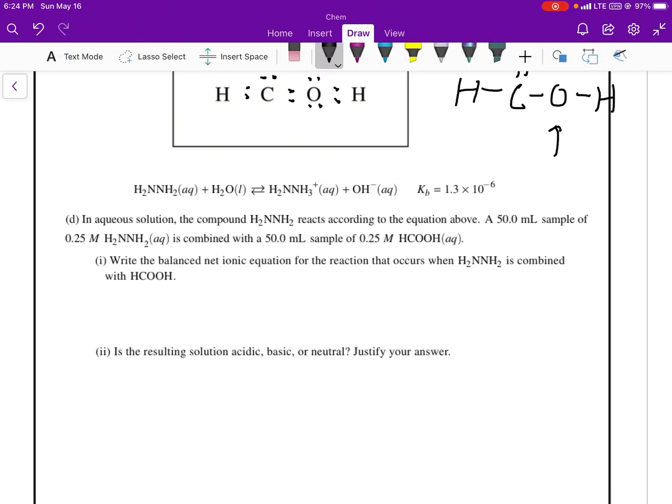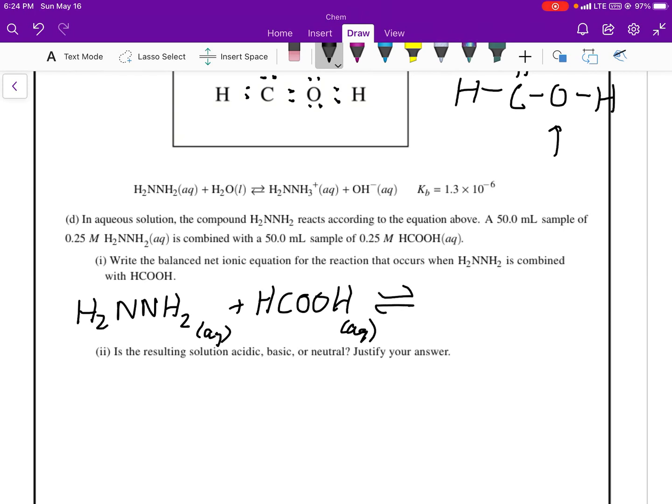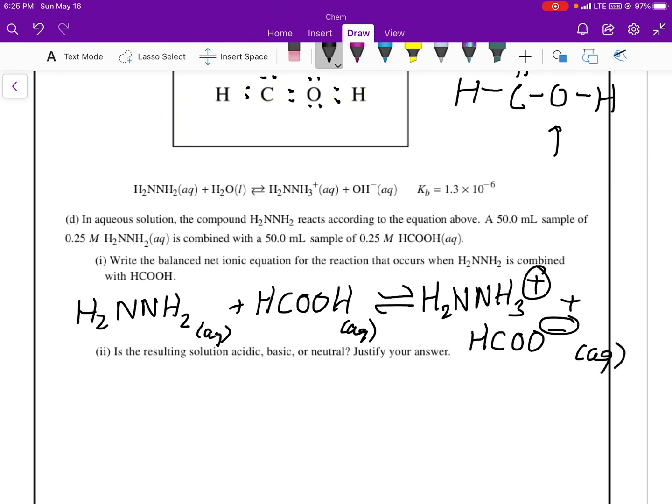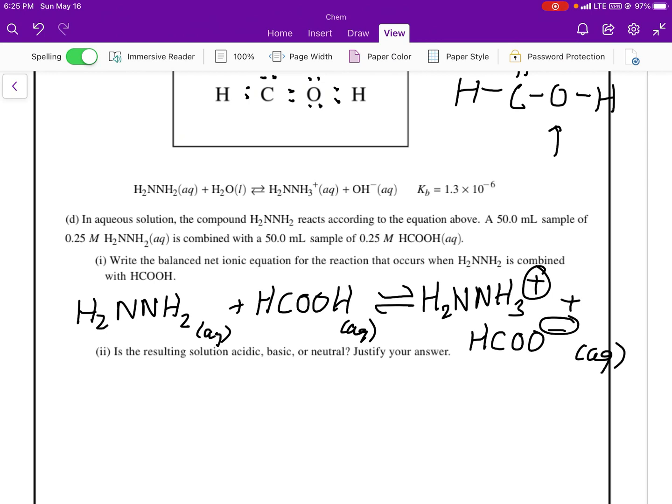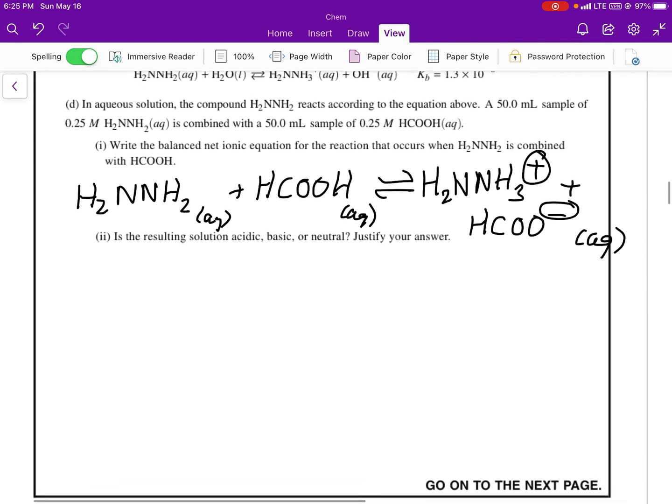Alright, so the net ionic equation: the base H2NNH2, plus the acid HCOOH, also aqueous, reversibly yields the conjugate acid with a plus formal charge, and now the conjugate base of methanoic acid. And of course, write your phases. So that is the complete balanced net ionic equation for the reaction. Remember, no spectator ions because there are no alkali or alkaline earth metals here, or just any metal in general that can act as a spectator ion.